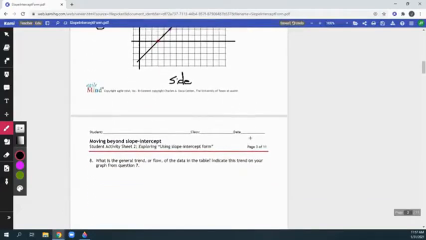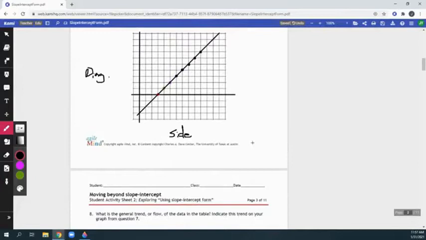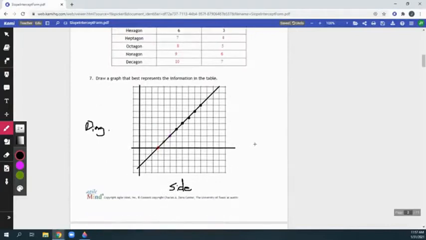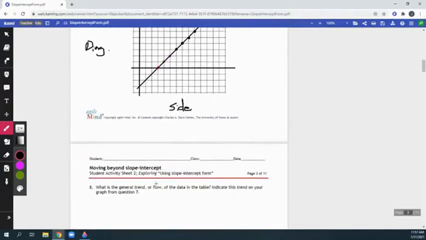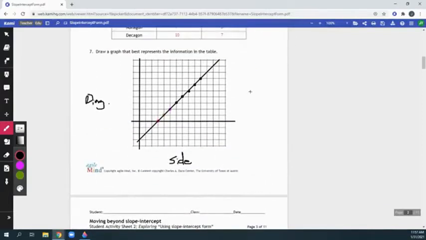Okay, what's the general trend or flow of the data on this? Indicate this trend on your graph from question seven. I already did that. They graphed the data. We put the dots. And what they want us to do is put a line in. Okay. Now there are reasons to avoid lines. And we're going to talk about some of them because some of this doesn't make sense on this line. So think about what's going on, how many sides a shape's allowed to have, how many diagonals it's allowed to have, and think about why I would not necessarily use a line to describe this.